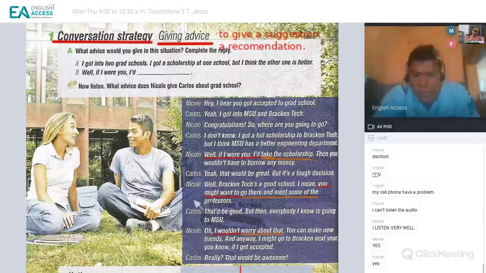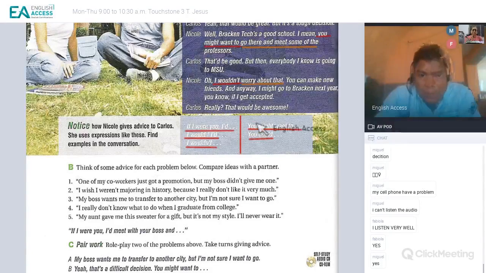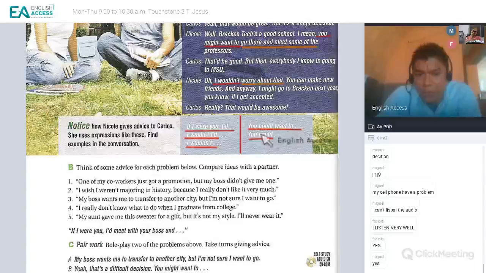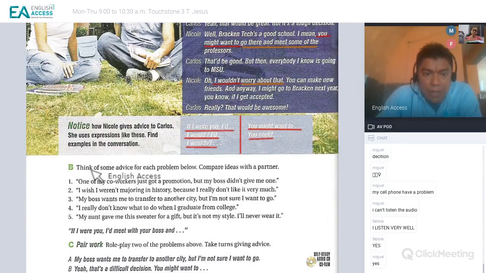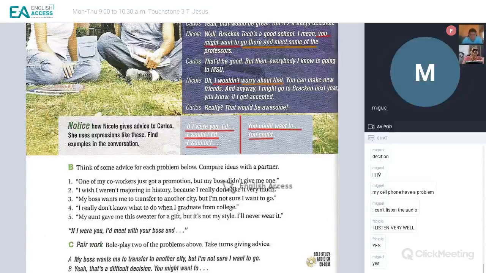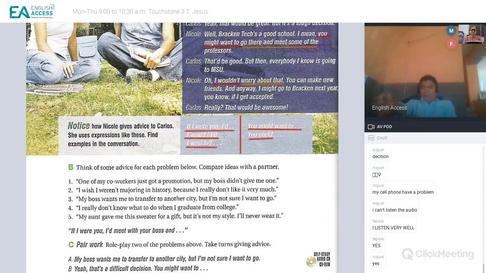So we have three different expressions in this conversation. So we have one more. Okay. So if I were you, I would or I wouldn't. And with you might want to or you could. Now think of some advice for each problem below and compare it with a partner. Number one, one of my coworkers just got a promotion, but my boss didn't give me one. What can we say?